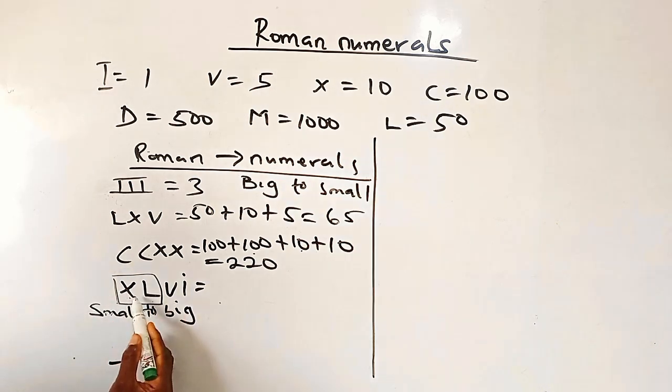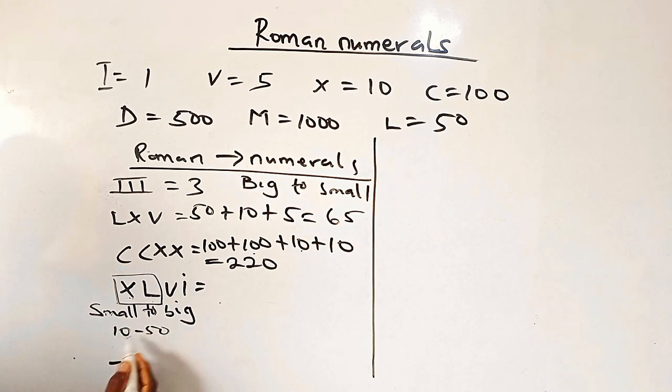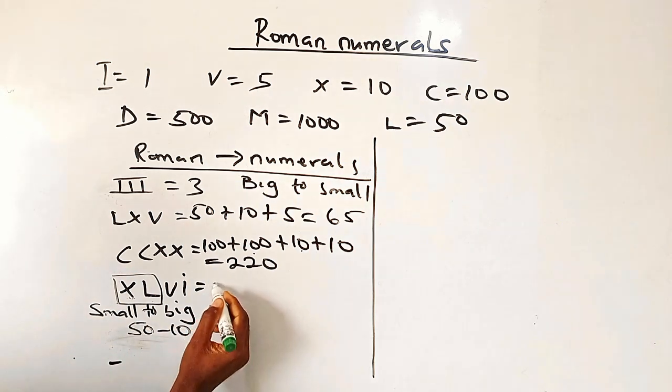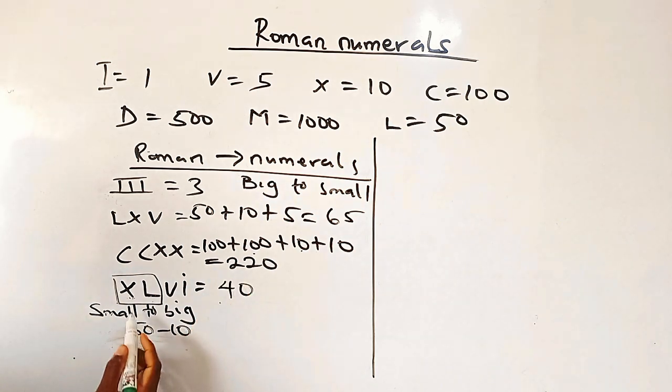So how do we do that? For XL, X is 10 and L is 50. But we cannot say 10 minus 50, which is minus 40, and that is not possible. So what we have to consider is that we subtract 10 from 50. So 50 minus 10 gives you 40. That means XL is 40.